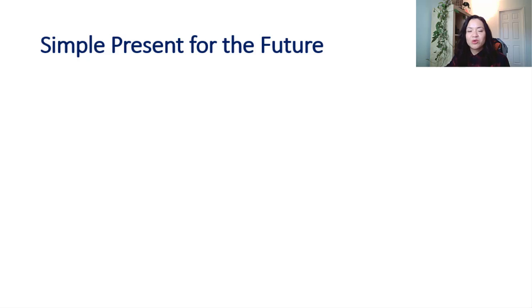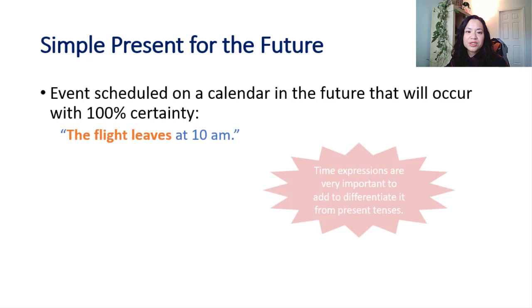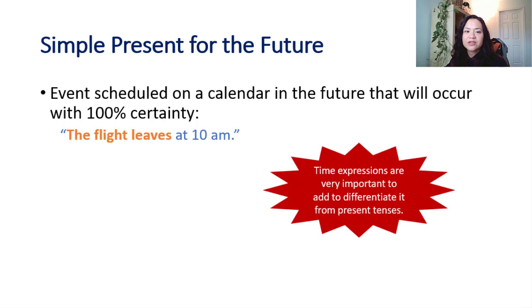When we are dealing with more certainty, we turn to other verbs. For example, for a scheduled event on a calendar, which will occur with almost 100% certainty, we use the present simple. The flight leaves at 10 a.m. Time expressions are very important here because we want to differentiate it from present simple. Also, because we usually use simple present with a schedule in the future, we would combine this with specific times, days, and dates.